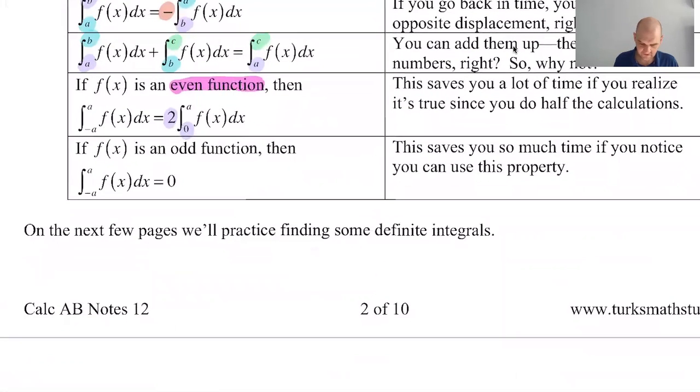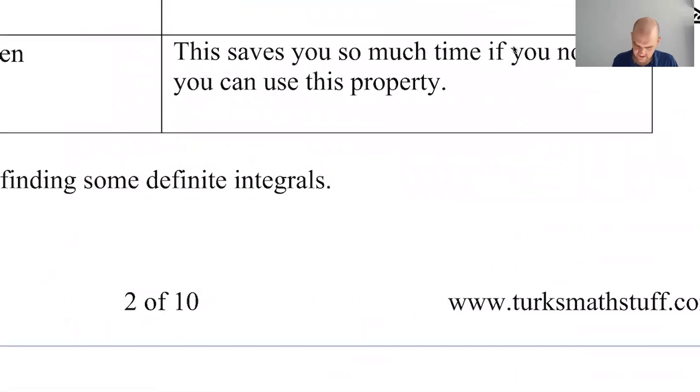Then if we have an odd function, this is only applicable to odd functions, but it's pretty cool. I guess you can make up a non-odd function for which this would be true. But the integral from negative a to a is just going to be 0. So why is that? Well, I think that y equals x is maybe the easiest odd function to deal with. So let's look at y equals x.